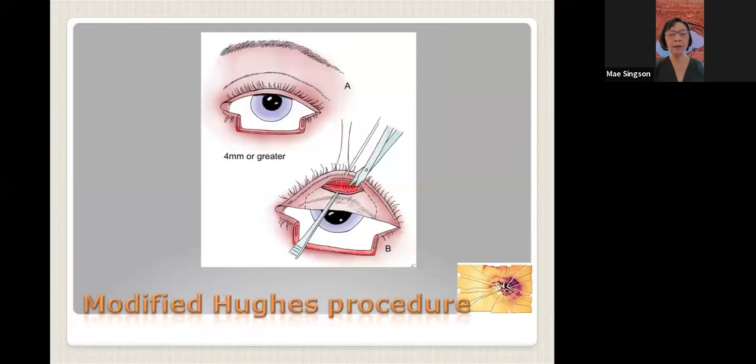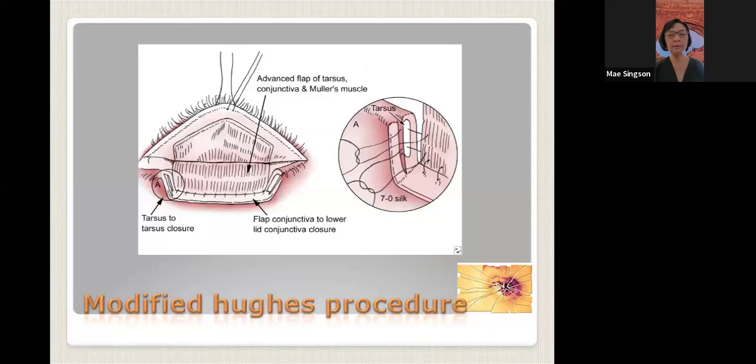Next, please. This is the opposite of Cutler-Beard, which is the Hughes procedure. This is what I usually do, the modified Hughes, wherein you use the posterior lamella to fix the defect in the lower lid, and then use a graft on top for the skin. Next, please. There, as you can see, the posterior lamella is advanced to cover the tarsus and the posterior conjunctiva. Next, please.